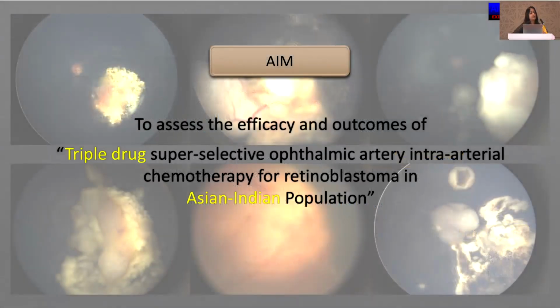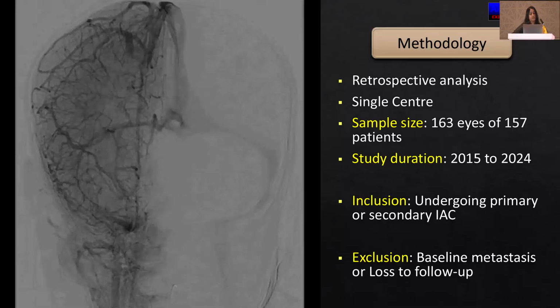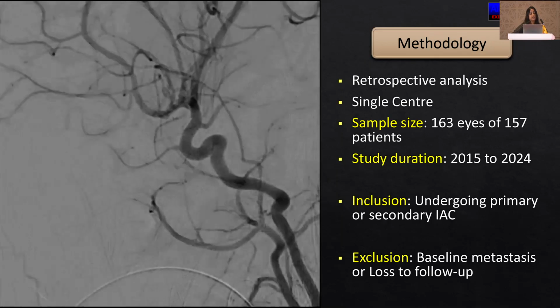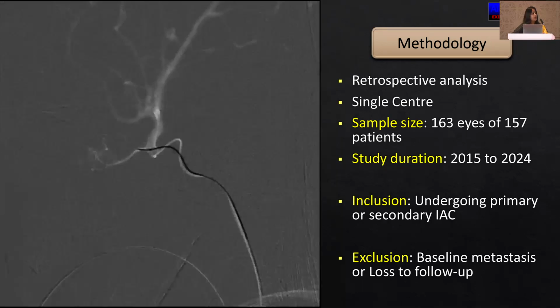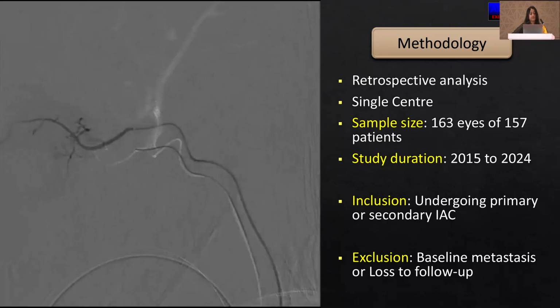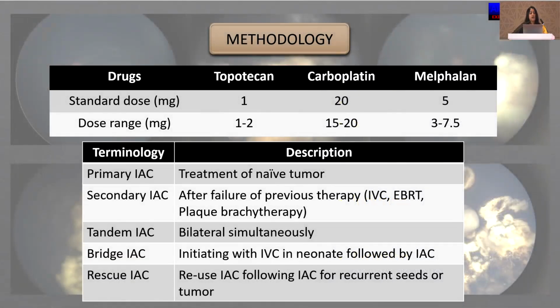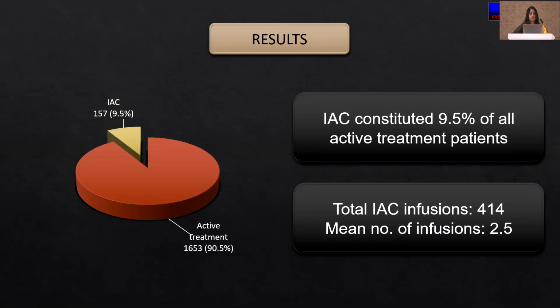So we studied the triple drug regimen to break the concept of complications that have been anticipated in the Asian Indian population. We analyzed 163 eyes undergoing primary or secondary IAC with no baseline metastasis or loss to follow-up. We gave topotecan, carboplatin, and melphalan in the given dose range, and we saw that IAC constituted 9.5% of all the active treatment patients, with a mean of 2.5 infusions, which is a very interesting number. That means we're giving fewer infusions.